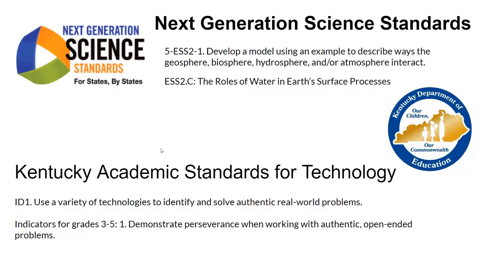And under our new Kentucky Academic Standards for Technology, this fits under ID1: use a variety of technologies to identify and solve authentic real-world problems. In the indicators for grades 3 through 5, it hits number 1, demonstrate perseverance when working with authentic, open-ended problems.